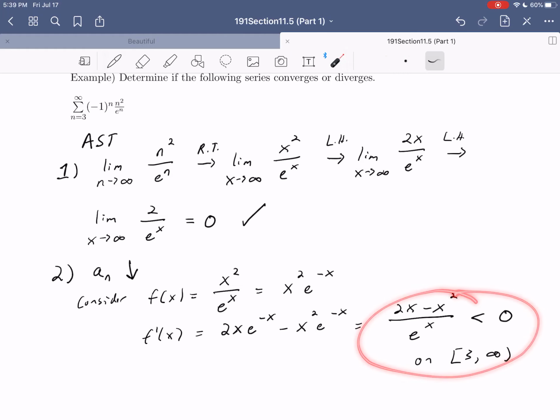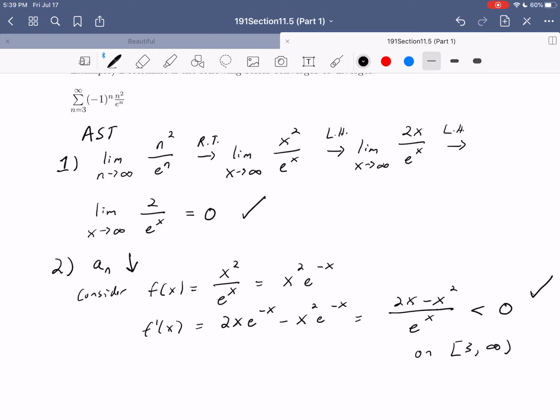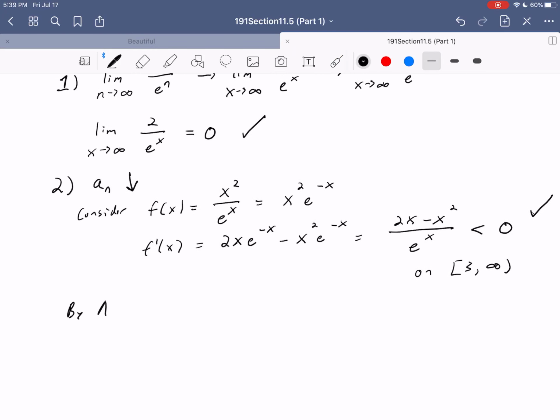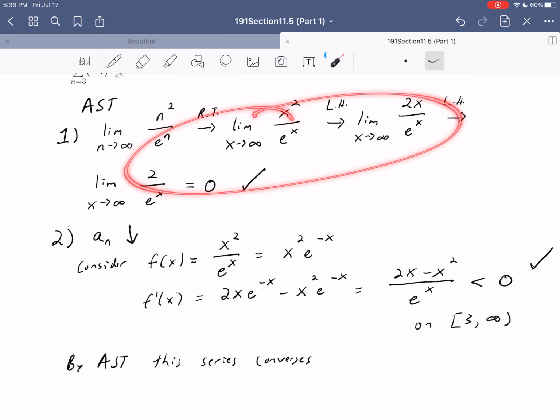Remember, a derivative that is negative tells us that what we're looking at is decreasing. So we're all good there. So we have a limit that is 0, and the terms are getting smaller and smaller. So those are the two conditions we need. So we would say by AST, this series converges. This was a little bit more work because we had to use the replacement theorem in L'Hopital to get that the limit was 0, and we had to use the corresponding function and its derivative to show that it was decreasing, but it's the same logic as the previous one.